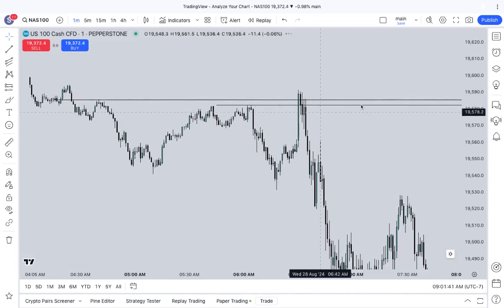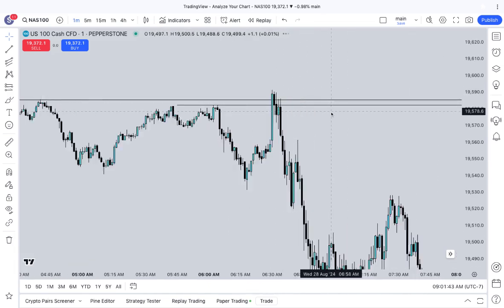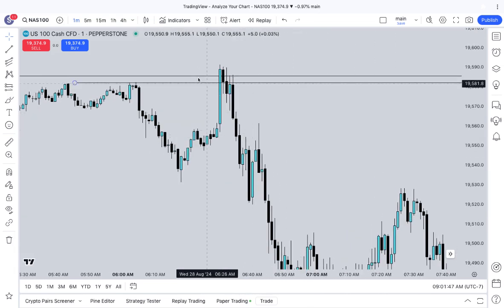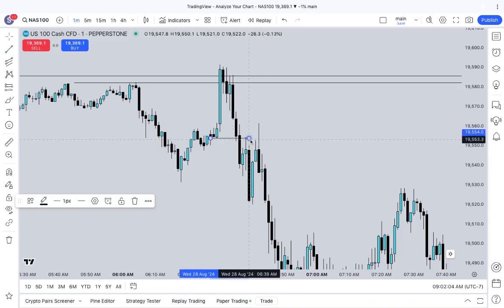So here we can see that market got swept right here. The highs got swept. So what are we going to do now? We're going to wait for a break of structure, which happened right around here actually. So we have the break of structure right here.